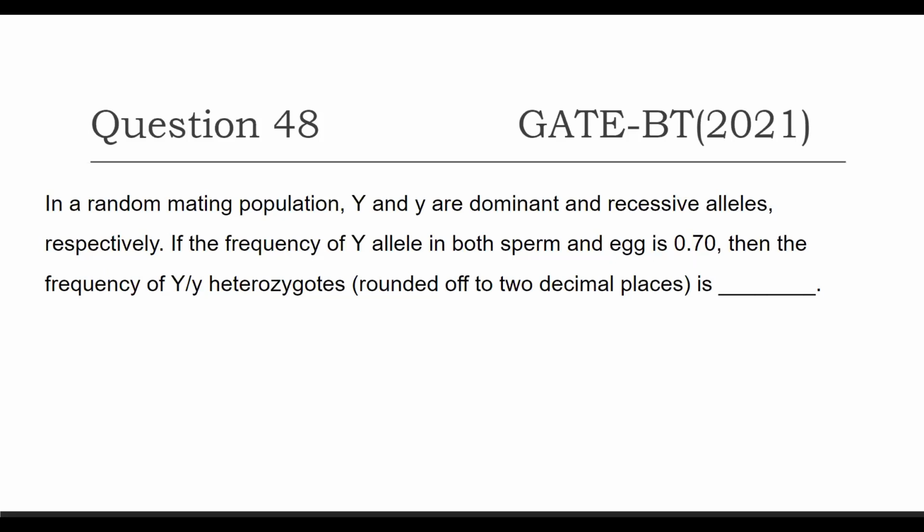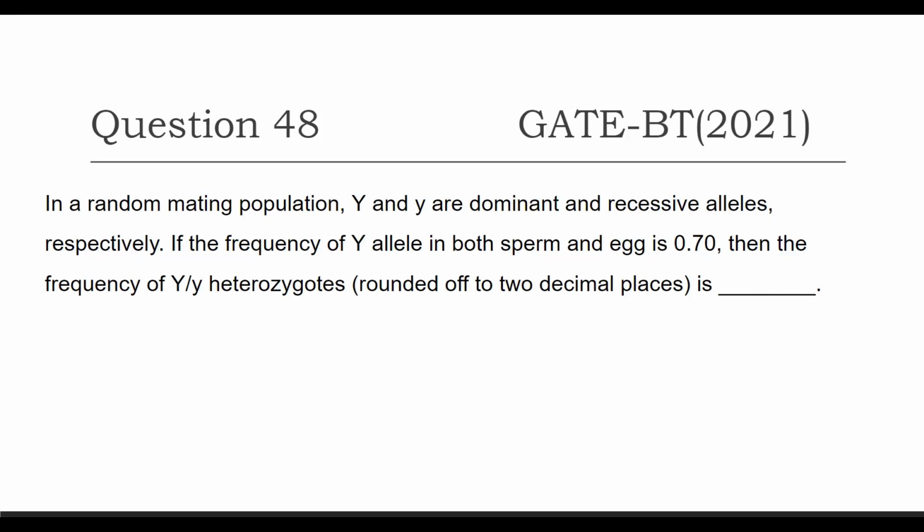Welcome everyone. Today I'll be solving question number 48 of the 2021 GATE Biotechnology paper. The question is, in a random mating population, capital Y and small y are dominant and recessive alleles respectively. If the frequency of capital Y allele in both sperm and egg is 0.70, then the frequency of capital Y small y heterozygotes rounded off to two decimal places is.